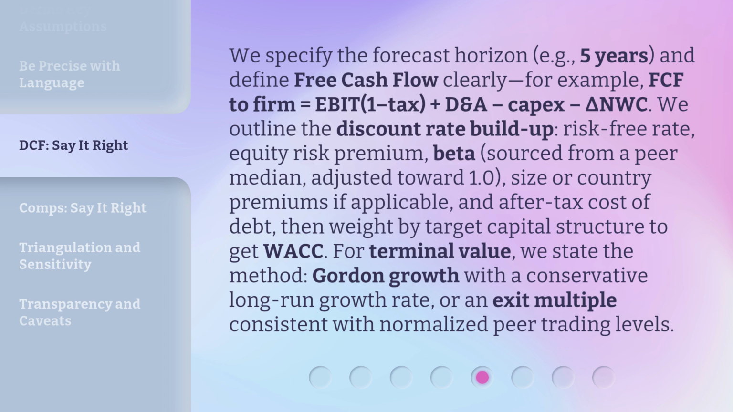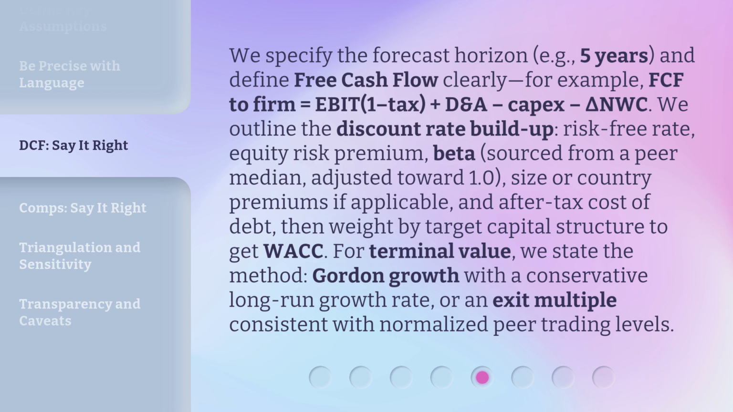We specify the forecast horizon, e.g., 5 years, and define free cash flow clearly. For example, FCF to firm equals EBIT times (1 minus tax), plus D&A, minus CapEx, minus delta NWC.